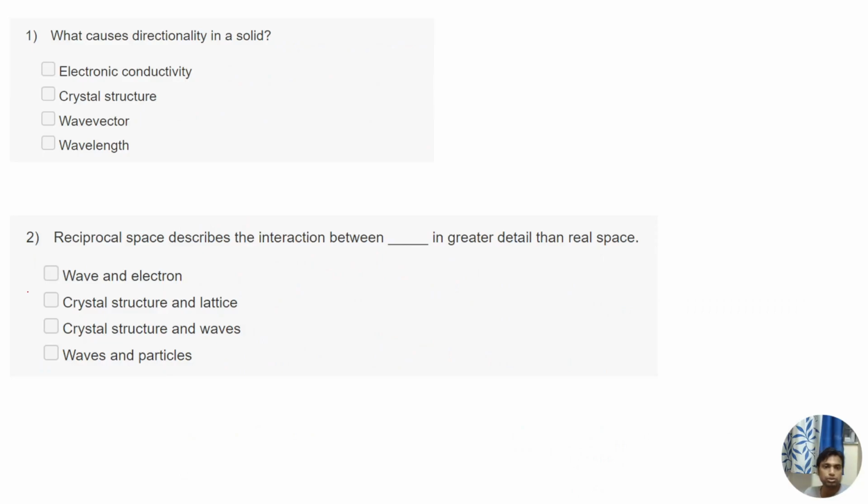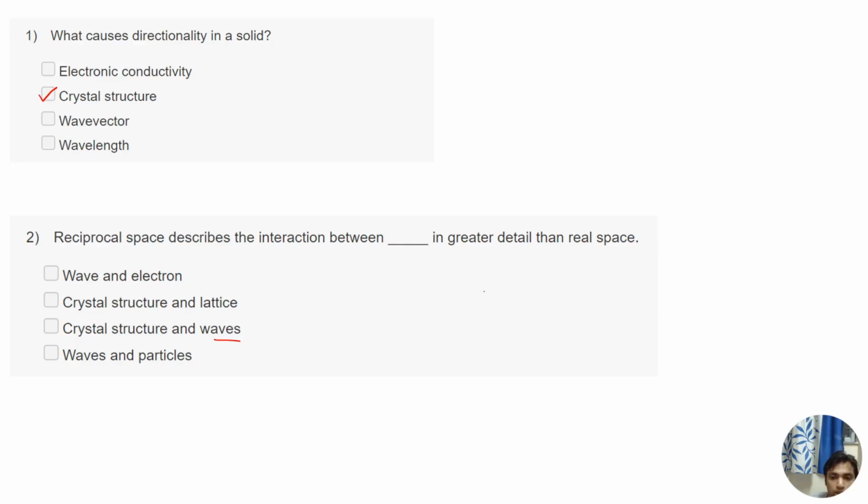Okay, so now let us look at some of the other questions. What causes directionality in a solid? The directionality in a solid, that means the anisotropy, is caused by the crystal structure. The reciprocal space describes the interaction between dash in greater detail than the real space. So what we saw is that it is the interaction between the waves.